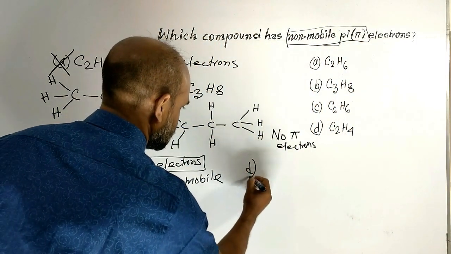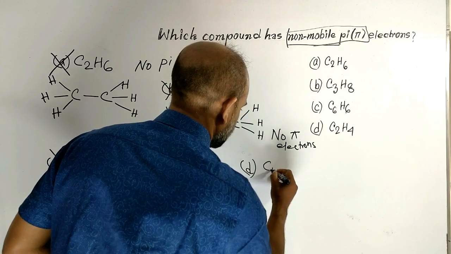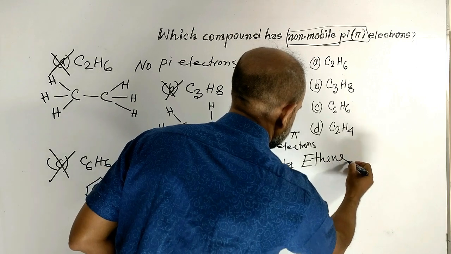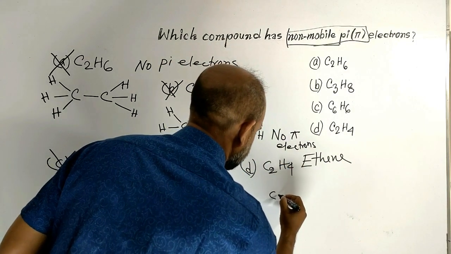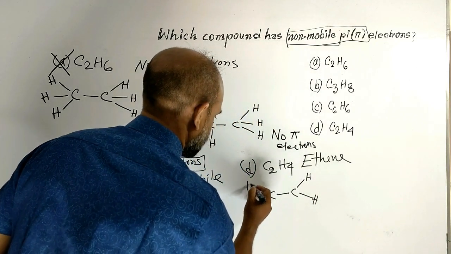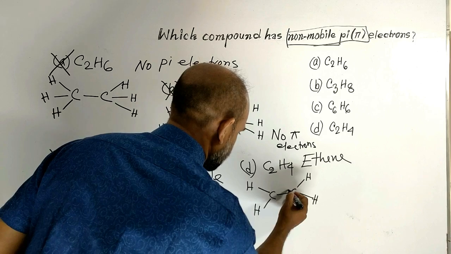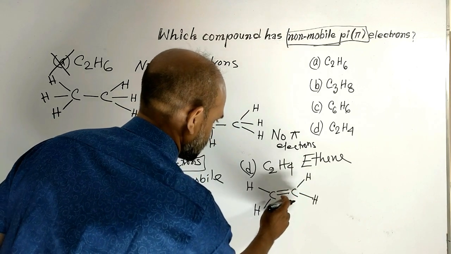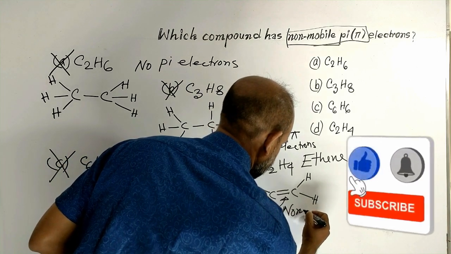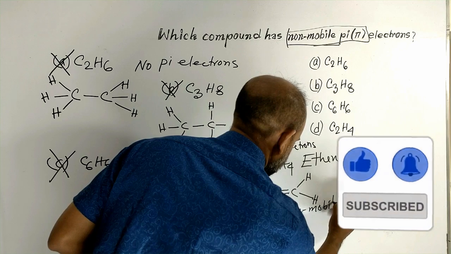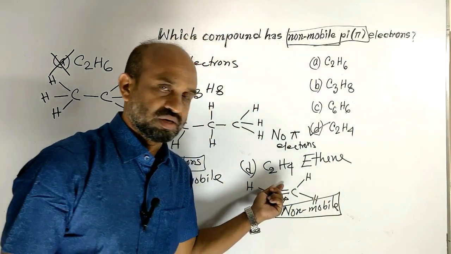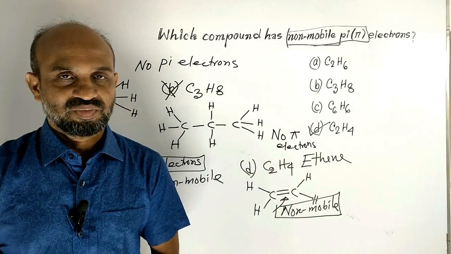Now D. D is C2H4. This is ethene. The structural formula is this: C2H4. Now it has pi electrons, and they are non-mobile. That is D. Ethene, which has non-mobile pi electrons.